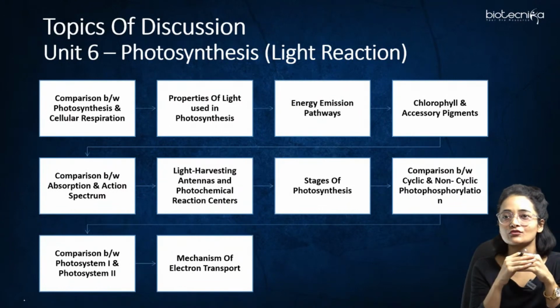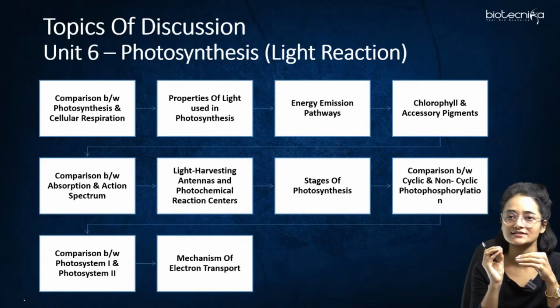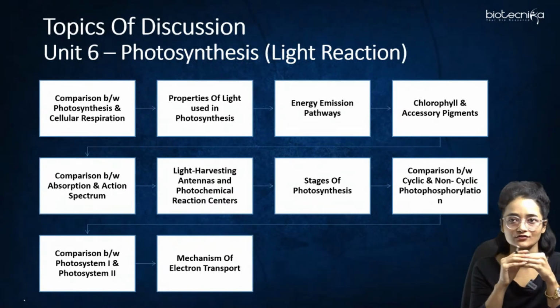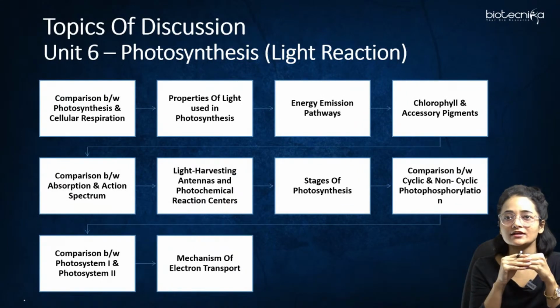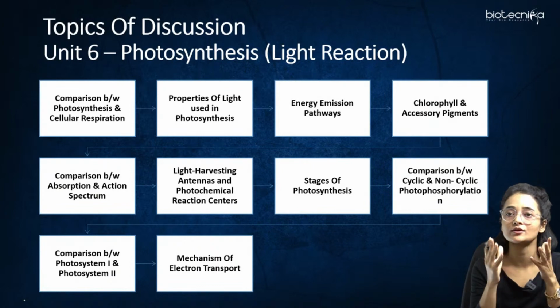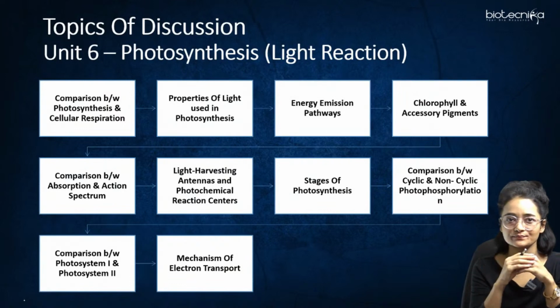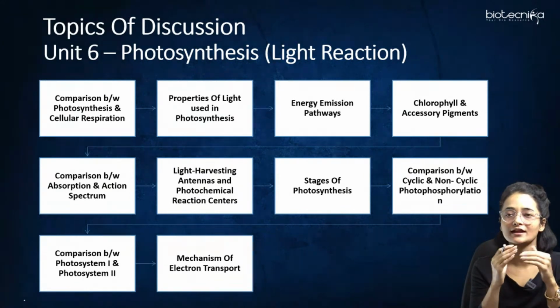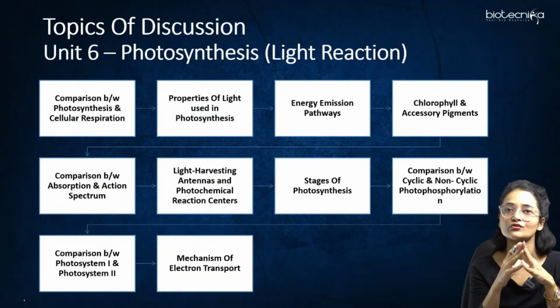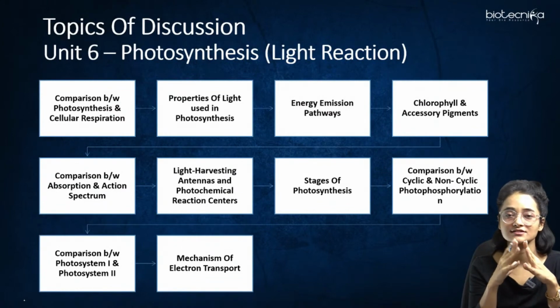Then there will be the stages of photosynthesis. There are 2 stages basically. There is the light reaction, and then there is a reaction where carbon dioxide is being fixed. It is a light independent reaction. Then we'll be doing the comparison between the cyclic and non-cyclic photophosphorylation, and we'll be knowing in which organisms these photophosphorylations actually take place. Then there is the comparison between photosystem I and photosystem II. Then we'll be knowing the mechanism of electron transport. So this is the overview of today's lecture and the discussion that we'll be doing.